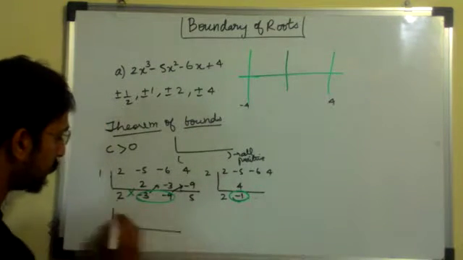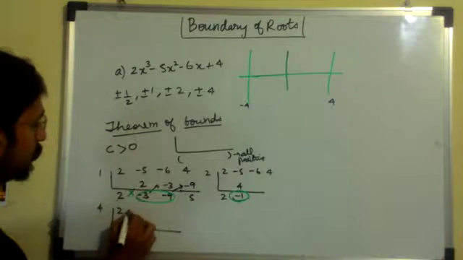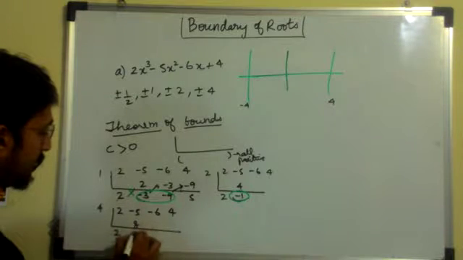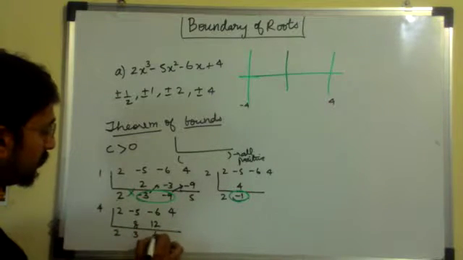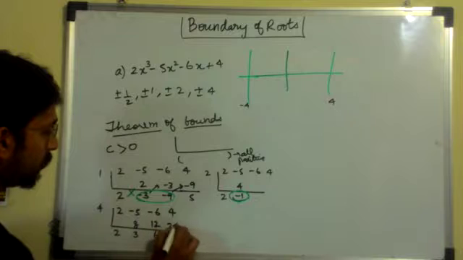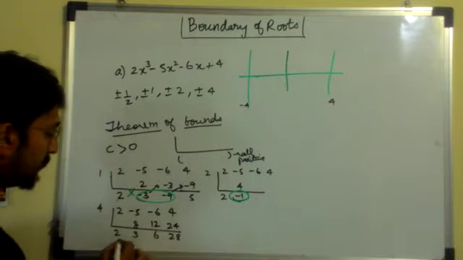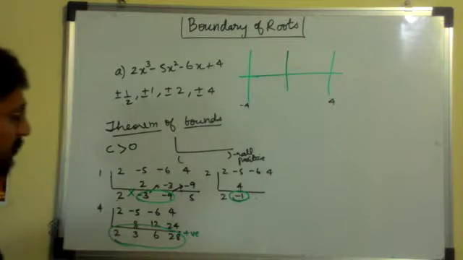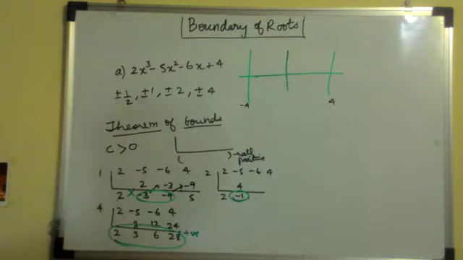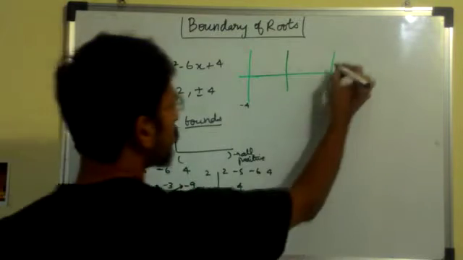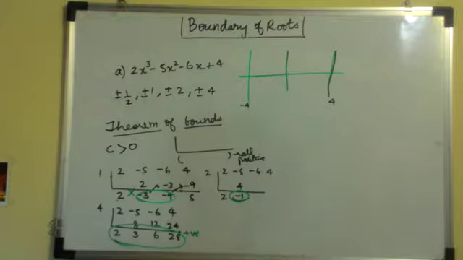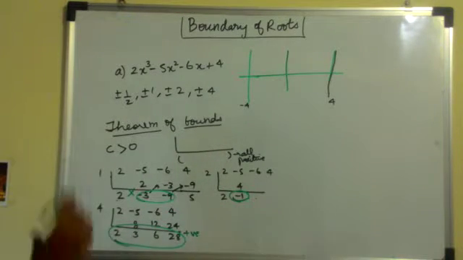Let's try for 4. 2, minus 5, minus 6, 4 becomes 2, 3, 6, 28. If I see here, all of them are positive. So that means you cannot go beyond 4. But which I sort of knew before. So this didn't help me much. But let's see for the negative side if we can reduce the number of possibilities.